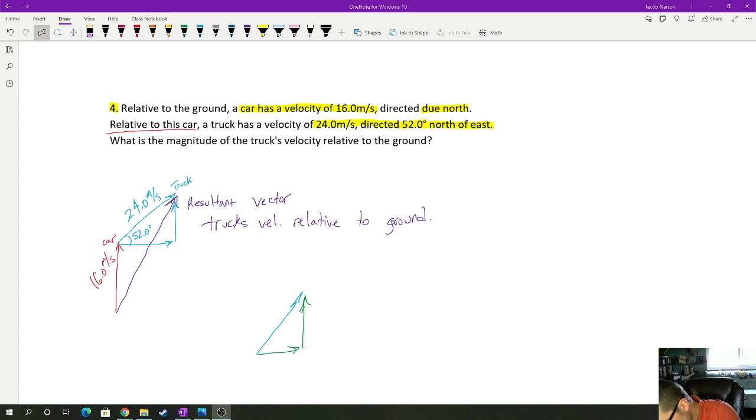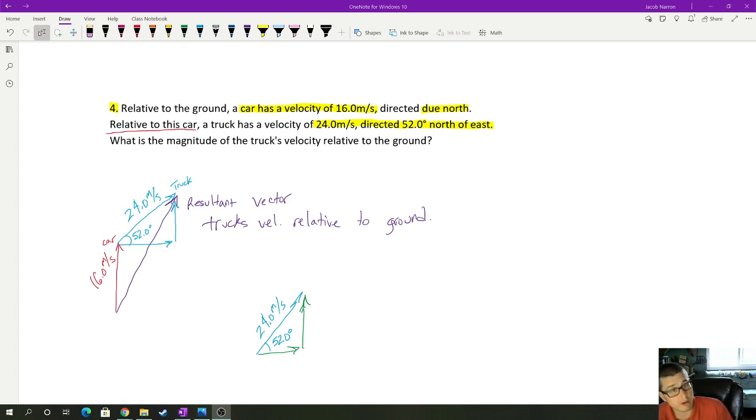Let me rewrite. We still have 24.0 meters per second. So we're still probably going to have an answer that has 3 sig figs based on that. This is an angle of 52.0 degrees, just like we had earlier. Come on, OneNote. There we go. And so now we have to find out what these pieces are going to be.